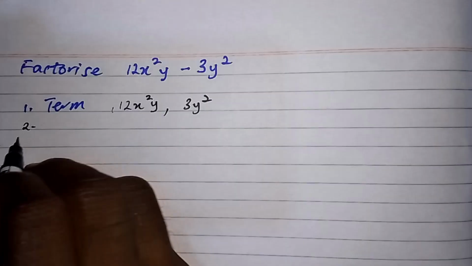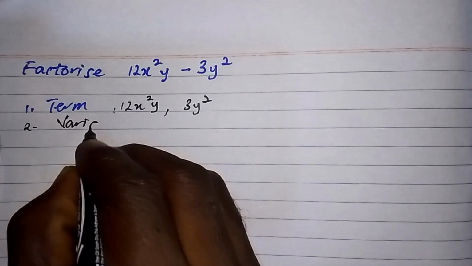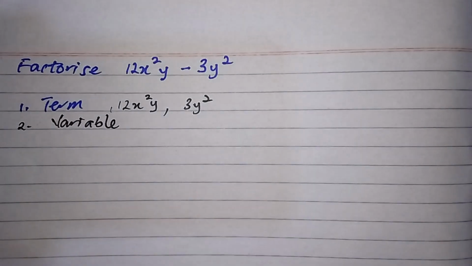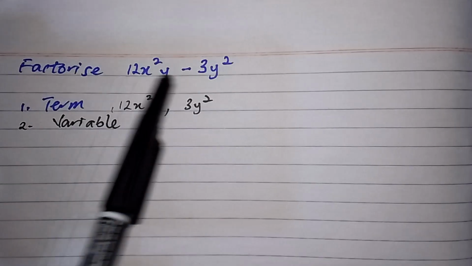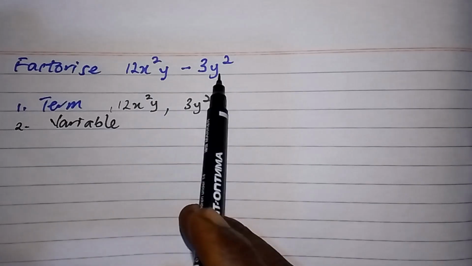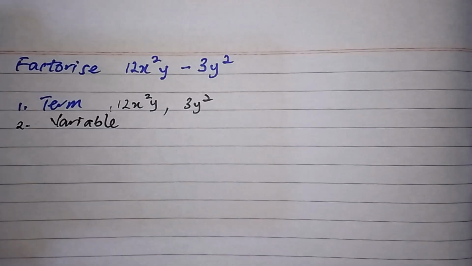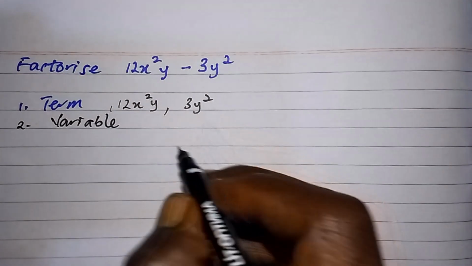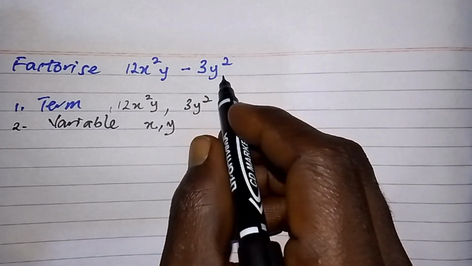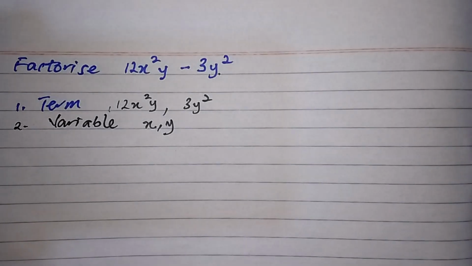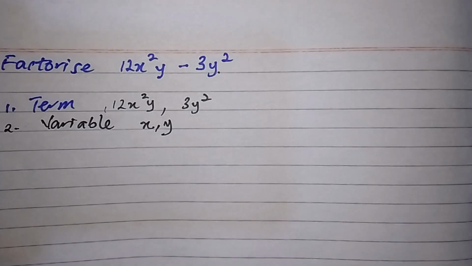Another term we want to look at is what we are calling a variable. A variable is usually a symbol, which is usually a letter, used to represent one or more numbers which are unknown. So in this expression, x and y are variables. x is a variable, y is also a variable, likewise in the second part. So variables are usually a letter which is denoting something.